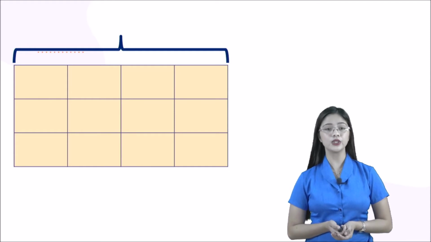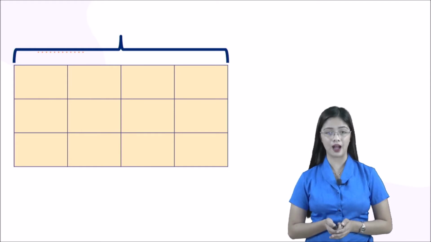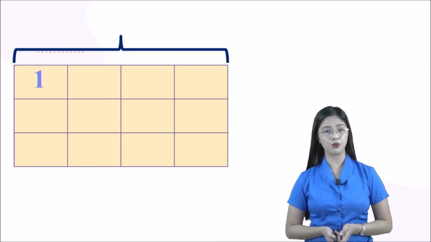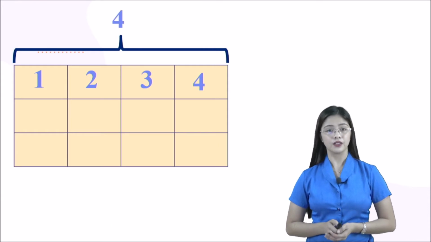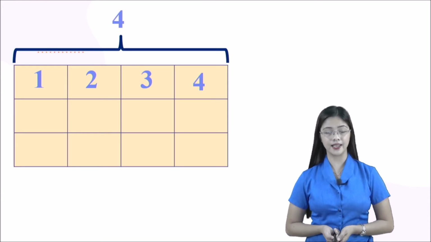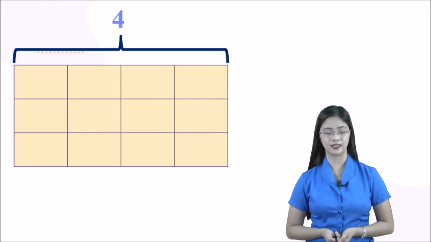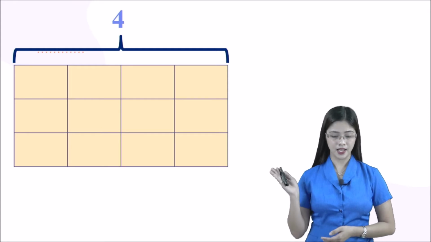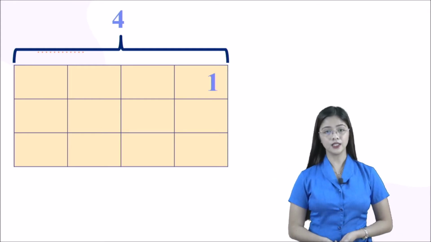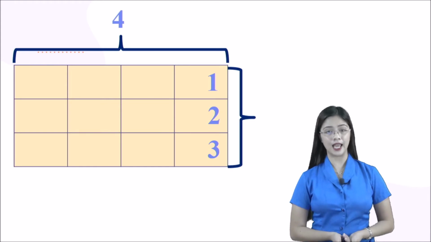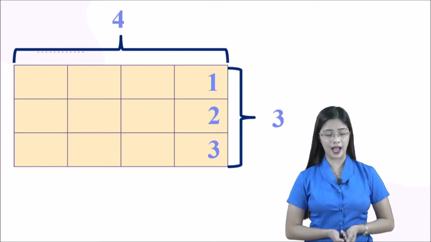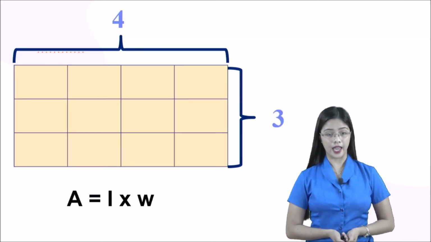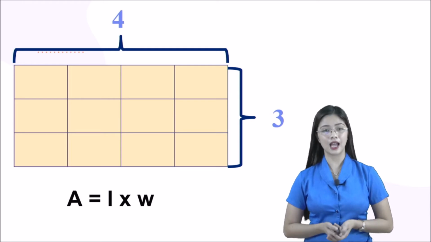So how do we get the width? All we need to do is to count how many square tiles we have on the first one. We have 1, 2, 3, and 4. So it means we have a total of 4 for the width. And now let's find out the length. We are going to count the length on this side. So we have 1, 2, 3. So our length is 3. So it means to get the area, our formula is A equals length times width.